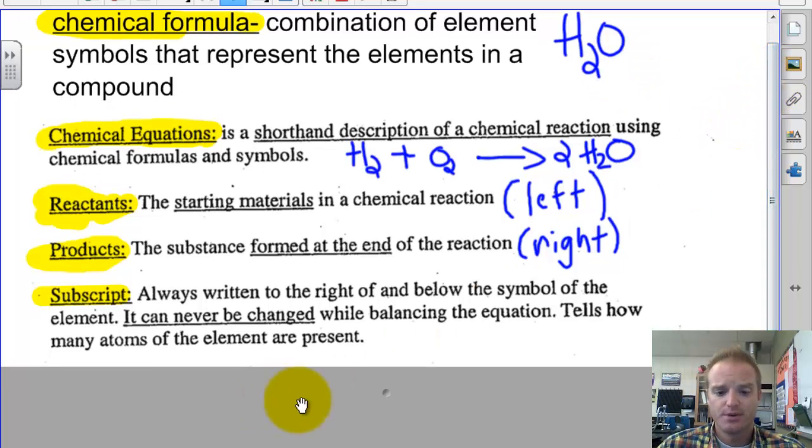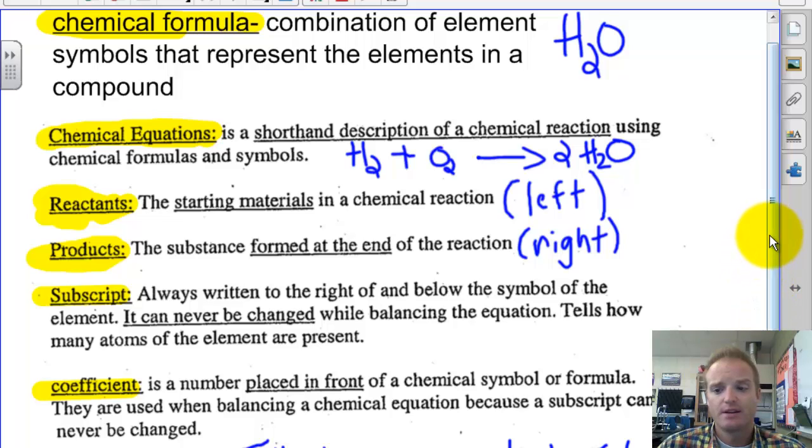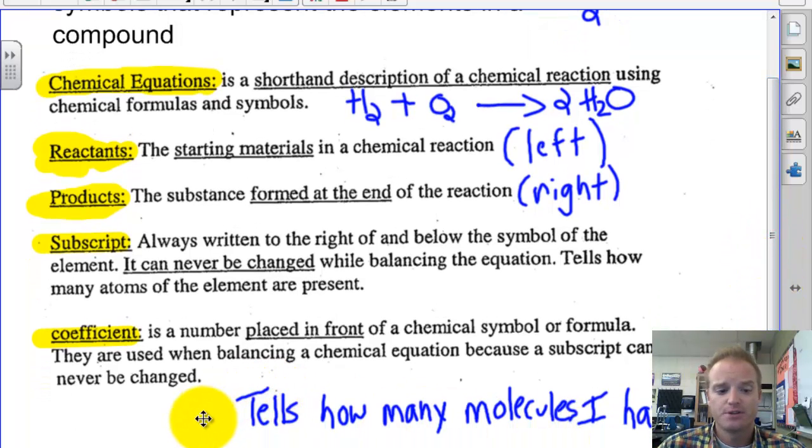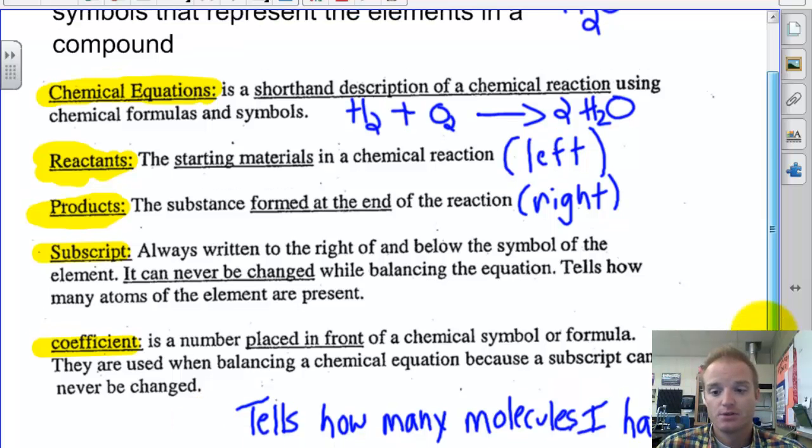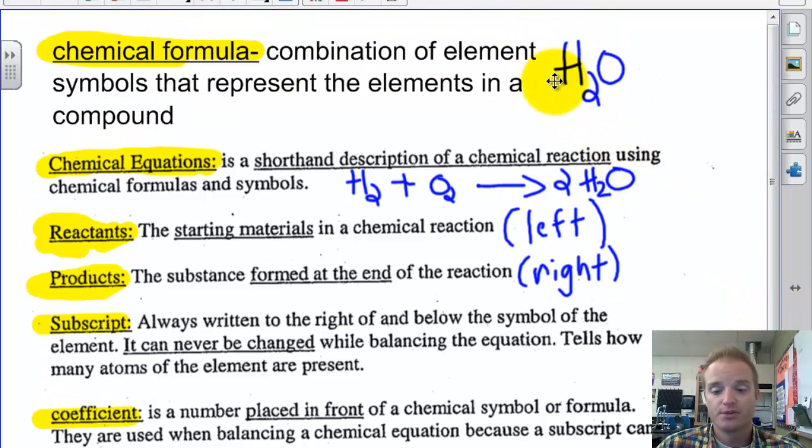So the other information we need to know about is the idea of a coefficient. A coefficient is a number written full scale. It's put in front of a chemical symbol or formula. They are used when balancing a chemical equation because a subscript can never be changed. And what a coefficient does, it tells you how many molecules you have. So, again, it's always assumed if there's no coefficient out in front that it's 1.